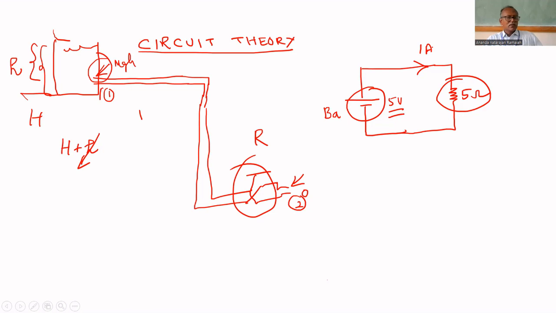What does Ohm's law say? V is proportional to I at constant temperature. You should not forget that phrase, at constant temperature. The voltage, the potential difference across any 2 points, is directly proportional to the current through it, at constant temperature. That is Ohm's law.